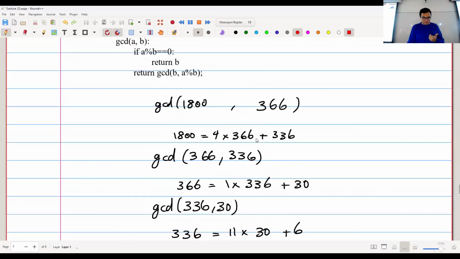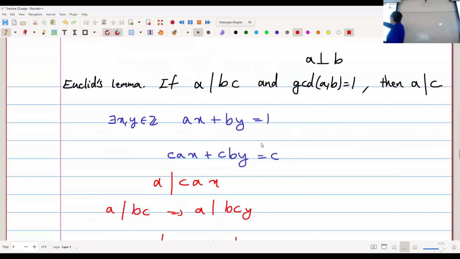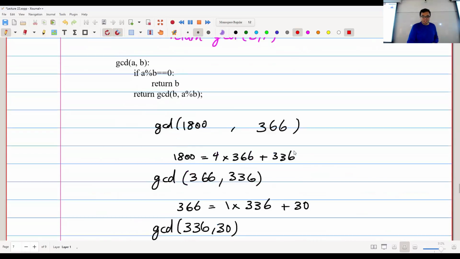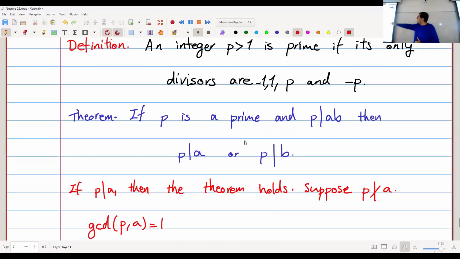Remember, we had this lemma from before. Where is it? Euclid's lemma. If a number A, in this case P, divides the product of two other numbers and its GCD with one of them is 1, then it divides the other one. We proved this in the morning, right? So coming back here, P divides AB, GCD of P and A is 1. So by Euclid's lemma, P divides B.